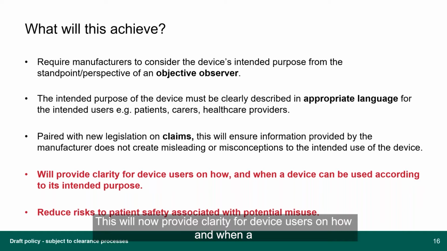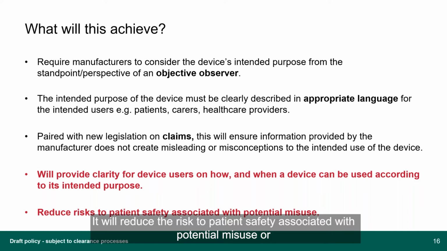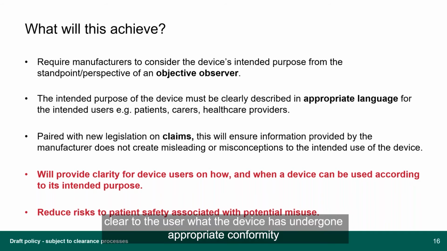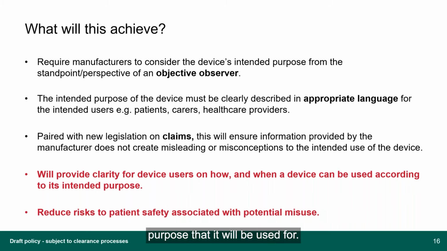This will now provide clarity for device users on how and when a device can be used according to its intended purpose. It will reduce the risk to patient safety associated with potential misuse or with off-label use, so that it's clear to the user what the device has undergone appropriate conformity assessment for, and that appropriate clinical evidence has been provided for the purpose that it will be used for.